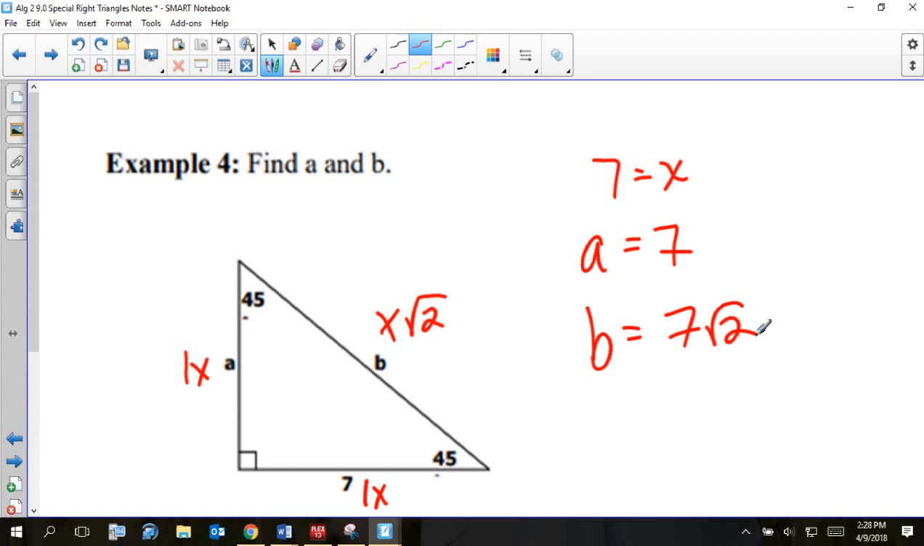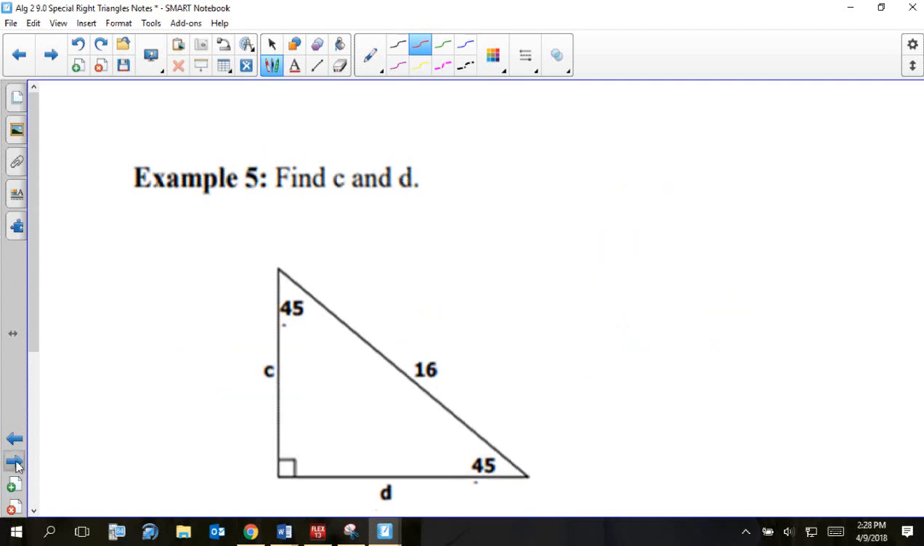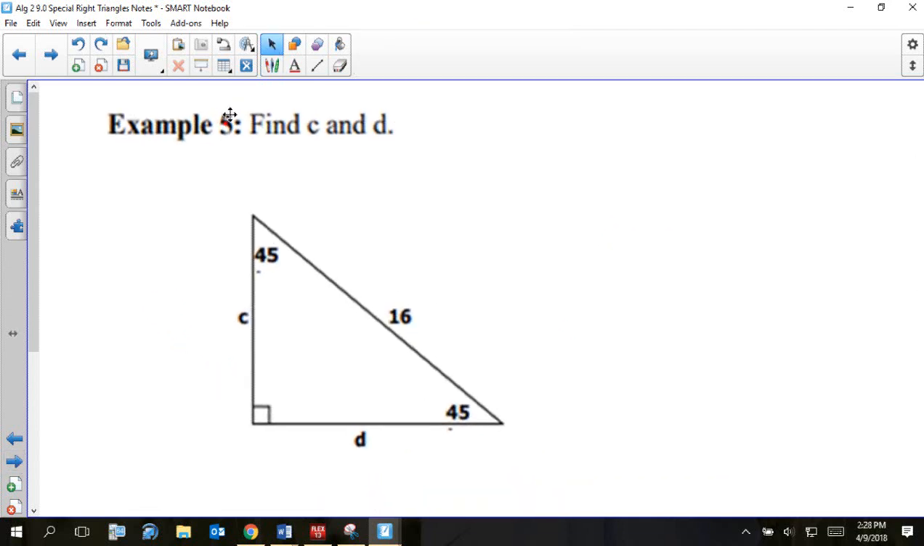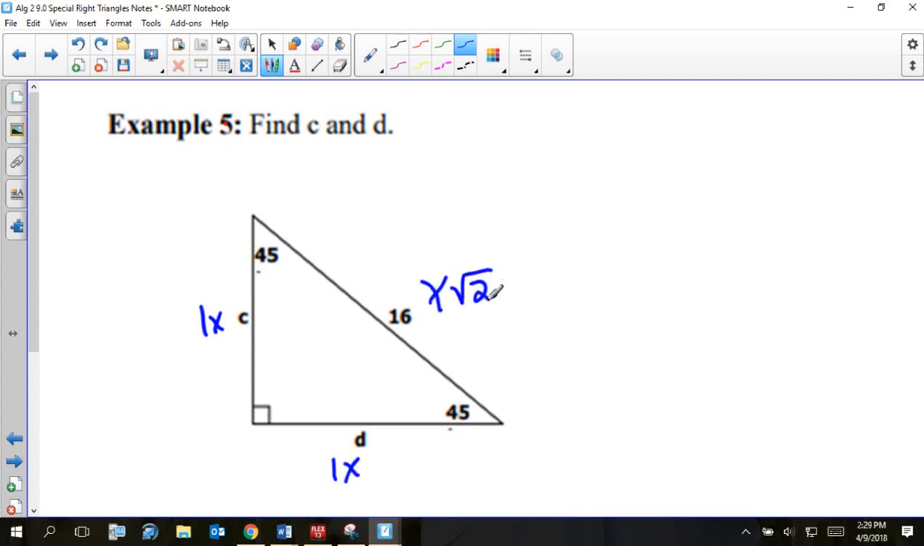Next one. You're finding C and D. So I'm going to put my formulas in. This is a 45, 45, 90, so the two sides are going to be 1x, and then the third side, the hypotenuse, is going to be x square root 2. So I have that 16 is equal to x square root 2.